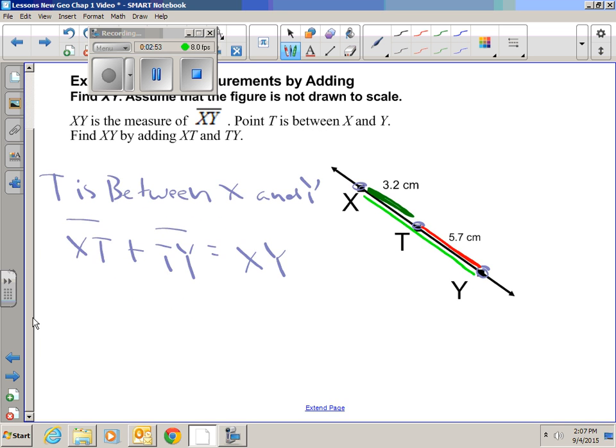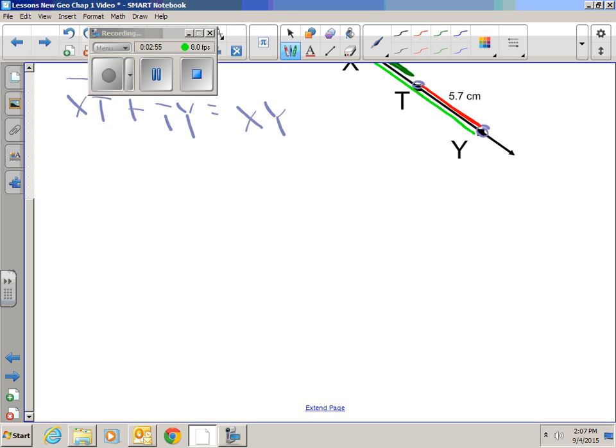If points are non-collinear, it makes sense that that doesn't work. So if X were here, and T were here, and Y were here, just notice that those 3 points are not collinear. The length of XT plus the length of TY is now not equal to the length of XY. XY would be shorter than XT plus TY.